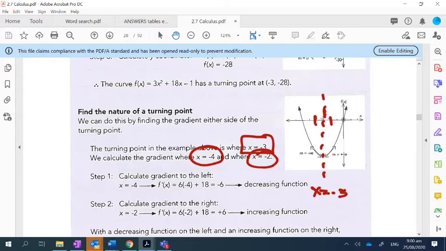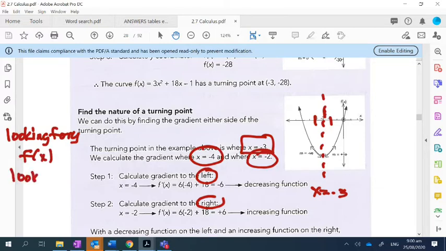Then simply calculate the gradient to the left and then calculate the gradient to the right. Well, if we're using gradient, does that mean the original function? No, we're plugging into the derivative. Remember, anytime it's gradient, that means you're plugging into the derivative. If you're looking for y, that's f of x, the original function. If you're looking at m, that's always f prime of x. Just remember, always keep that in mind, right?